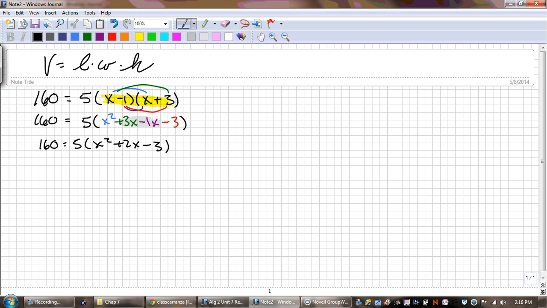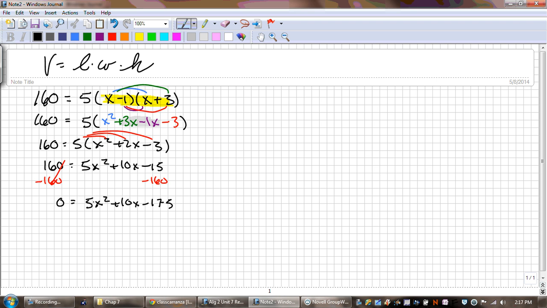Okay? Now, the next thing we got to do is we got that 5 on the outside. And we need to distribute that to everything. So multiply everything by 5, and we get 5x squared plus 10x minus 15. Okay? So we want everything equal to 0 when we're solving, which means I have to subtract the 160 to each side, and I get that 0 equals 5x squared plus 10x minus 175.